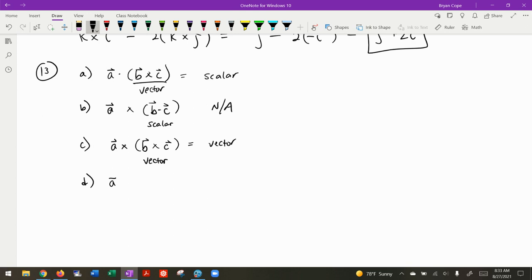D. a dotted with b dot c. b dot c is a scalar, and you can't dot a vector with a scalar, so this is not applicable. E.